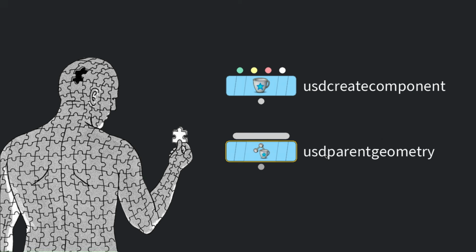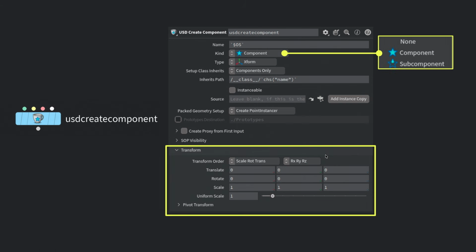So I'm happy to introduce two small and mighty nodes that are in 22, which are in SOPs. And these two guys will help you define the structure, like your USD hierarchy, from within SOPs, which is a more familiar place. And here is what it looks like.